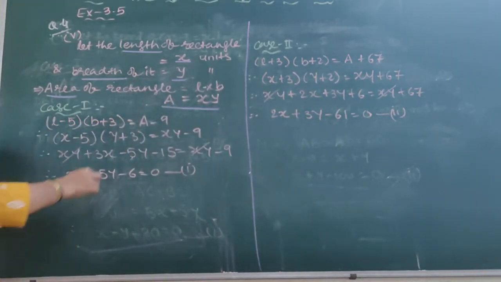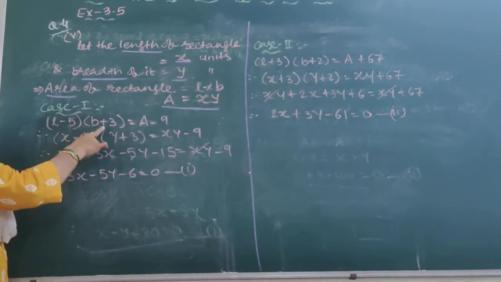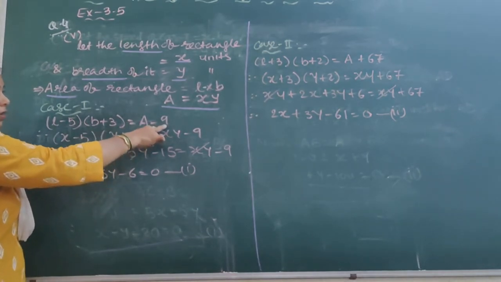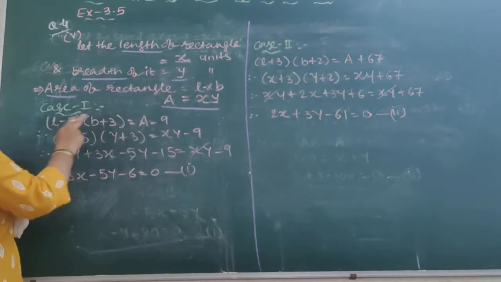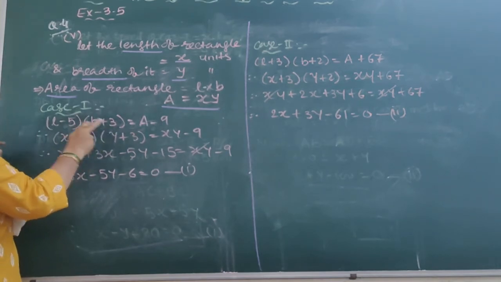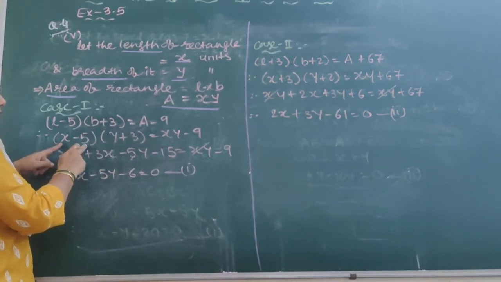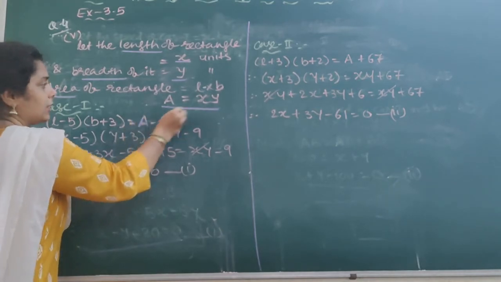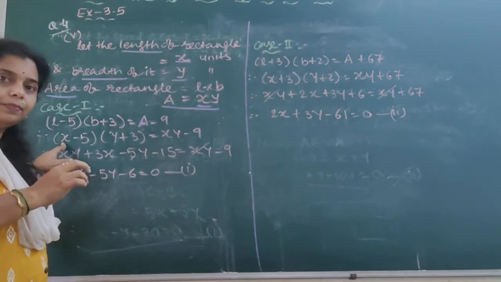Okay, so it is given that if we reduce the length and increase the breadth, the area is reduced by 9. So how do we do the comparison? The area is reduced by 9 when we reduce the length by 5 and increase the breadth by 3. So length is x and breadth is y. Therefore (x minus 5) into (y plus 3) is equal to, as the area is x into y, xy minus 9. Is it clear?